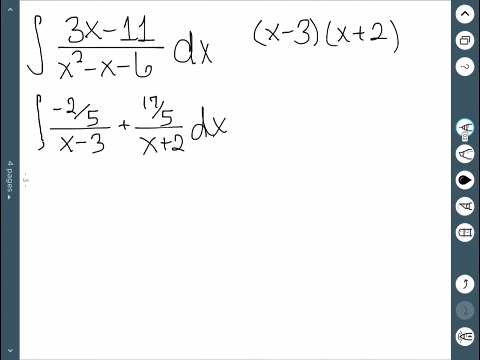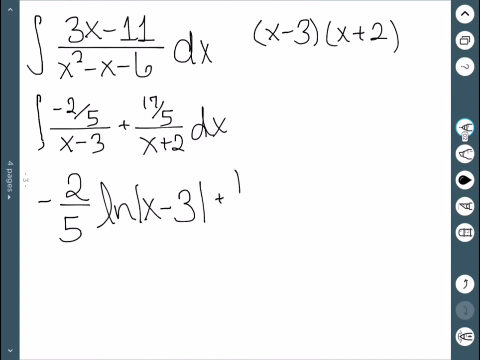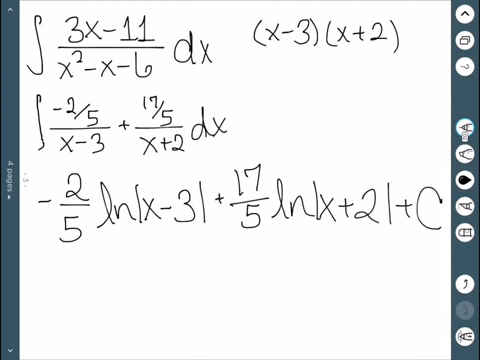Here's what we have now that we have done our partial fraction decomposition and substituted it back in. And we can integrate these pretty well. The constants on the numerator pull out, and then this first term is going to be ln of x minus 3. The second one I have 17 over 5, and this will turn into ln of x plus 2, plus c.